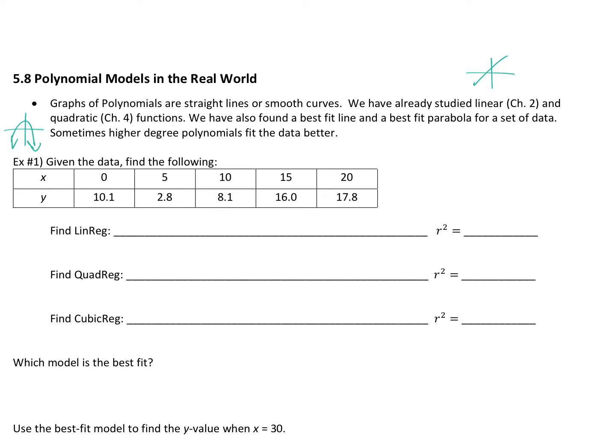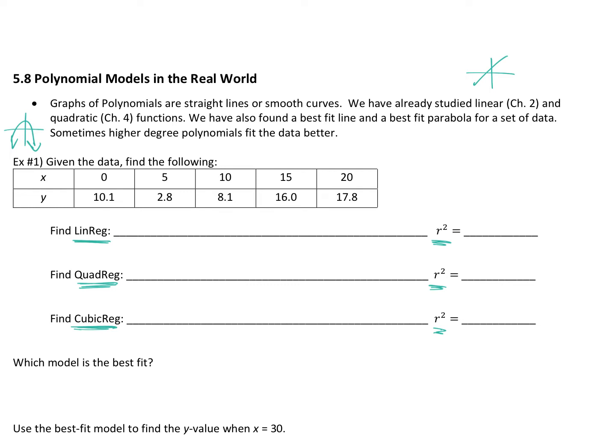So you have done this already, right? The linear regression and the quadratic regression. We're just going to add one more button on, and we're going to look at what that gives us, and then this R squared is going to determine for us which one is actually the best fit for the data that we have, okay? So let's say you're given this set of data. X is 0, 5, 10, 15, 20. Y is 10.1, 2.8, 8.1, 16.0, and 17.8, okay?